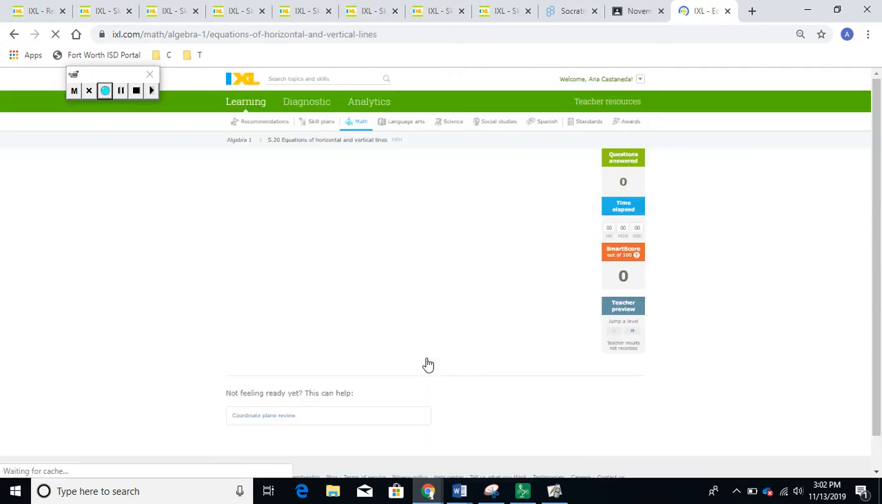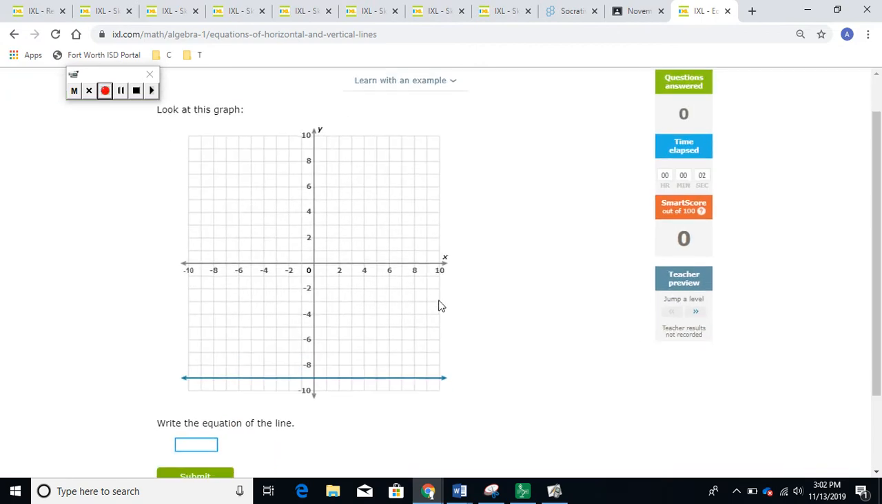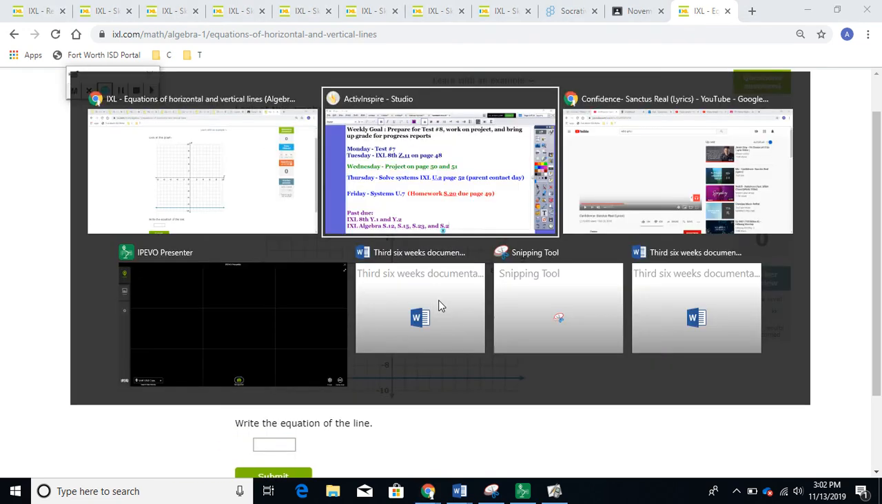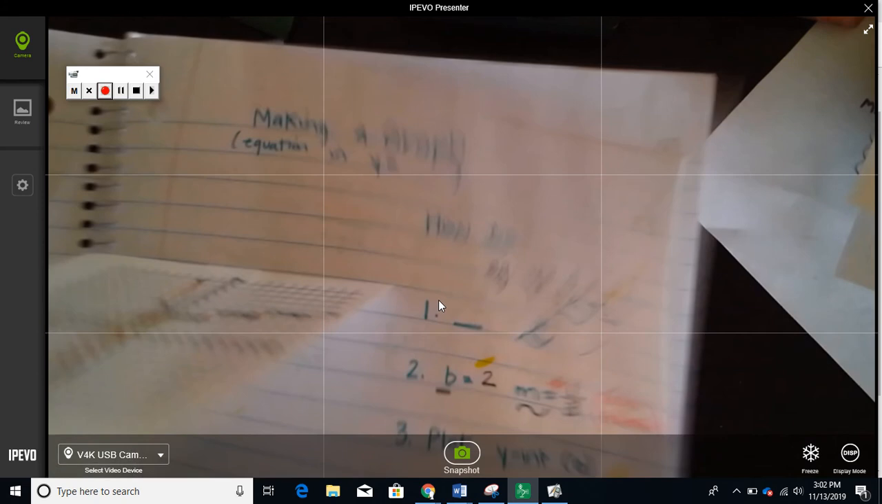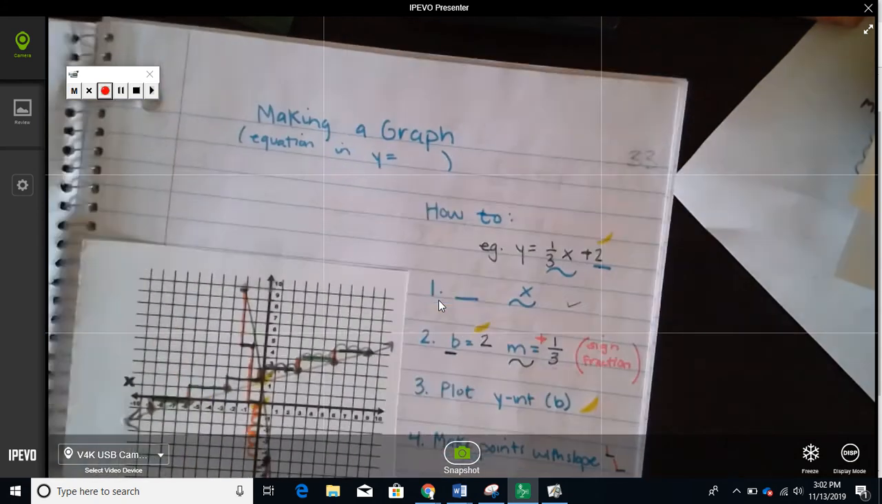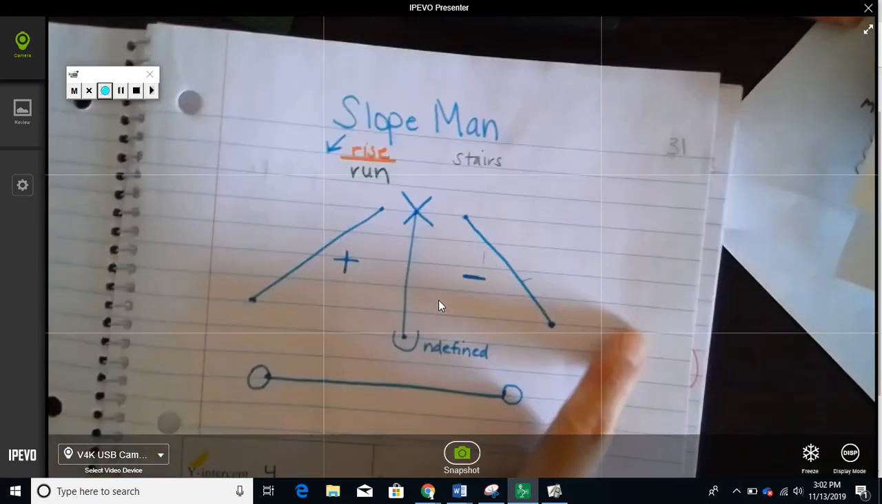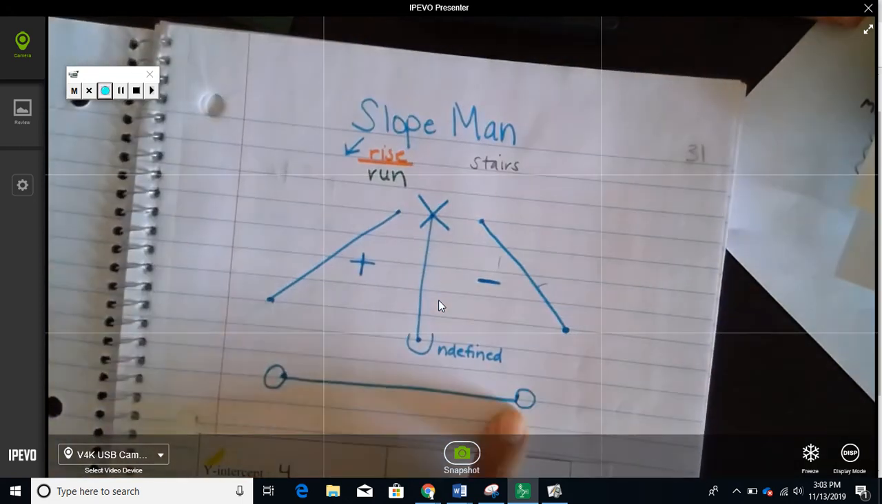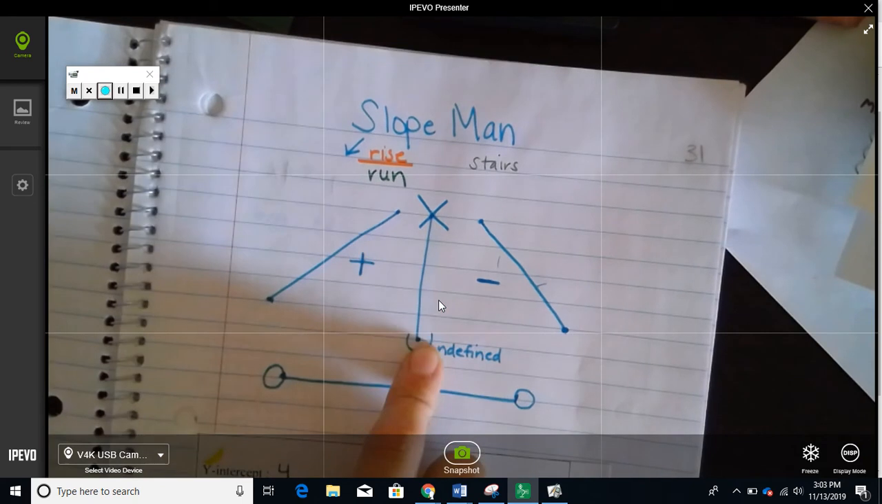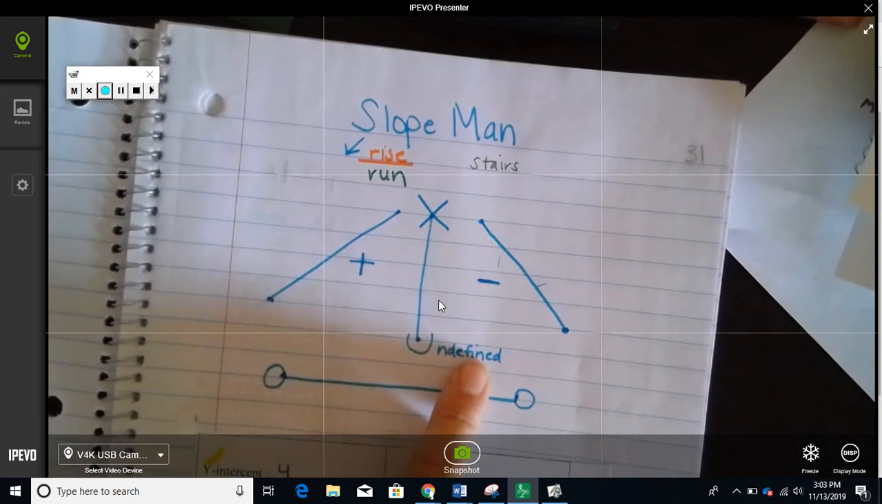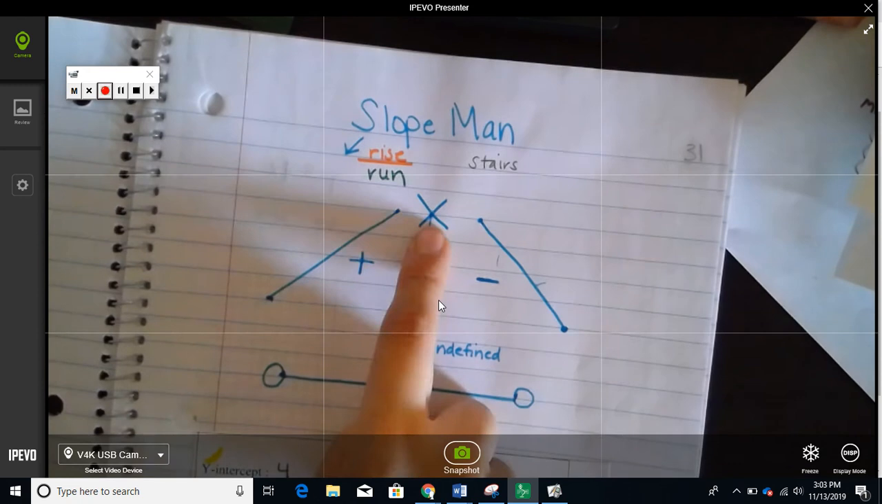Alright, so what I'm asking you to do on this one on IXL is you're writing the equations of the lines. So I'm going to have you write down a couple of notes on page 49. You already have some notes on page 31 when we did slope man. This is 31. So we're talking about horizontal lines when the slope is 0 and vertical lines when the slope is undefined, and you write vertical lines as x equals.